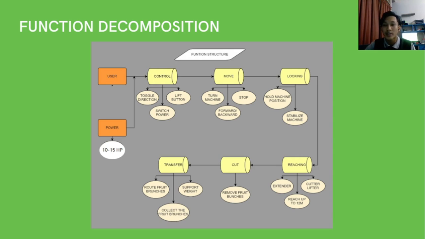Then the next action is locking. Our product must be able to hold machine position and stabilize the machine. Then the next action is reaching, using an extender and cutter lifter, and it can reach up to 12 meters. Then the next is cut, to remove the fruit bunches. Then the last is transfer, as a road for fruit bunches that can support weight, and then to collect the fruit bunches.